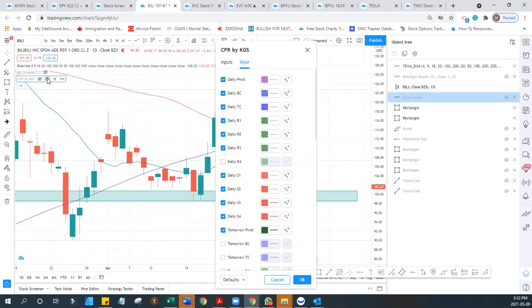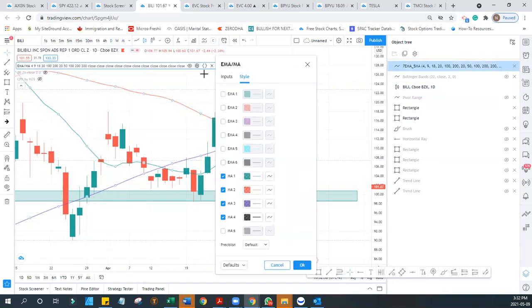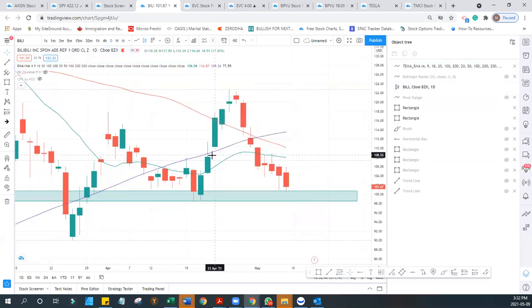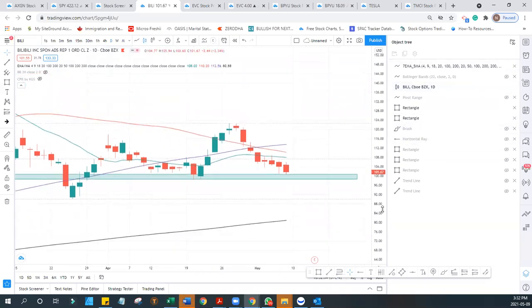Wait, purple is, yeah, 20, 50, 100, purple is 100. It took the resistance from the 100, and the next day it opened above the 100, and then it took the resistance from the different time frame. So if you are a day trader, you have to look completely differently. If you are a swing trader, you have to look differently.